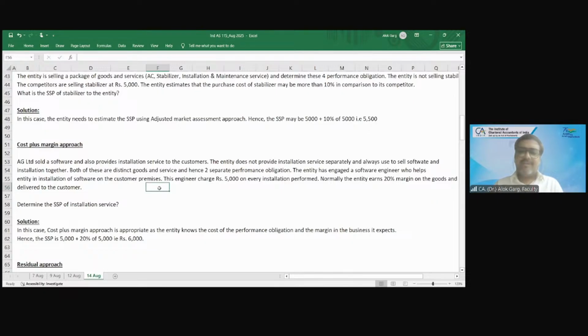Have you ever got the installation done for any product in your house? Any real life example? Yes, sir. Which product? Sir, for AC, for TV. Air condition or TV. Let's say, take an example of air condition. Which company air condition have you purchased?